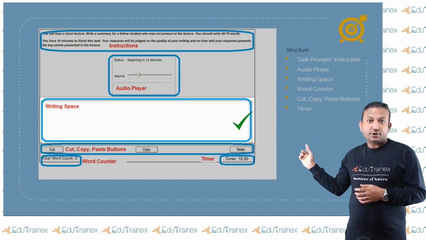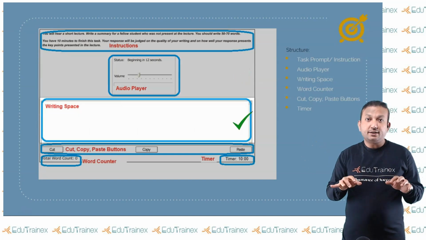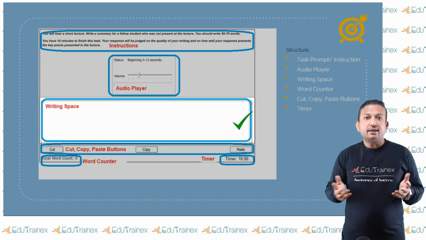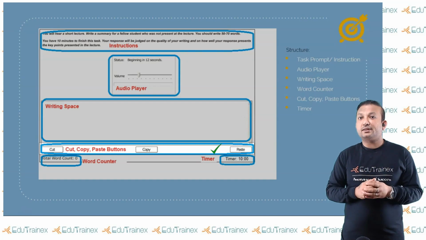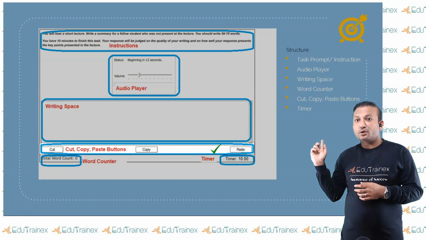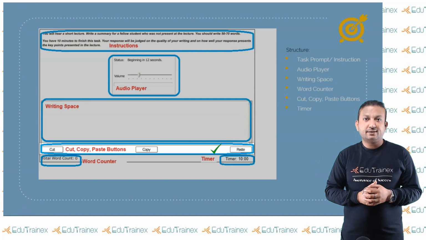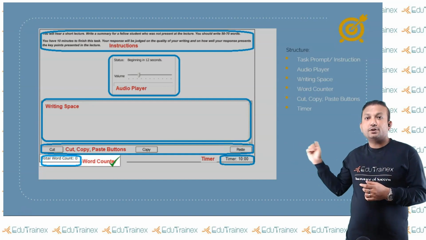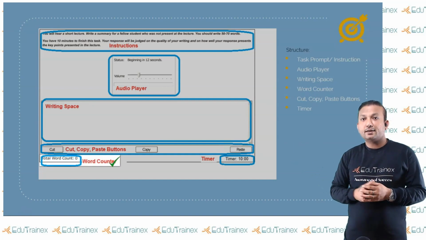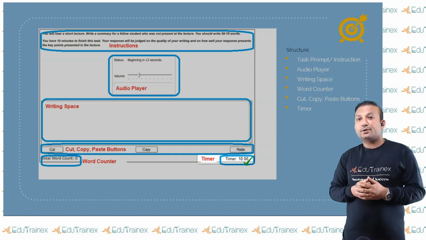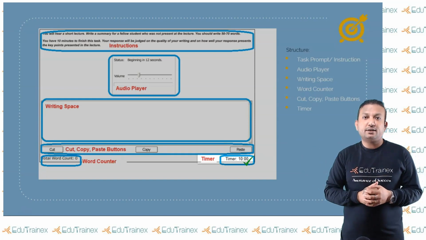Below the audio player, you have the writing space where you actually type your responses. Just like any other writing task in the PTE, you also get the cut, copy, paste buttons. So if you want to edit your response, you can do it using those buttons. Along with the total word count, which shows you the response length, and there is a timer at the bottom, so you can keep track of the time you are spending on the task.